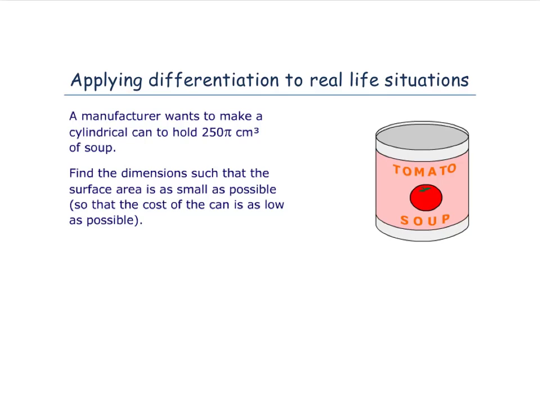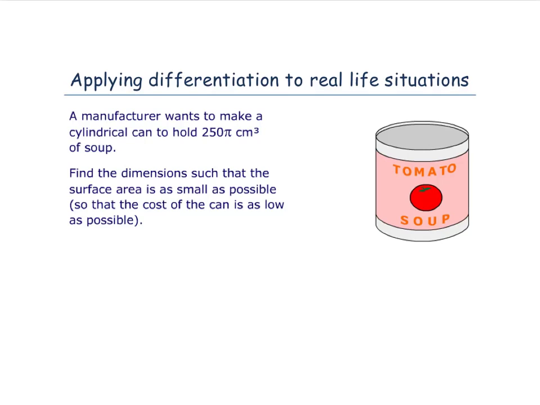Now we're going to have a look at this problem here, which says a manufacturer wants to make a cylindrical can to hold 250 pi centimetres cubed of soup. Find the dimensions such that the surface area is as small as possible so that the cost of the can is as low as possible.